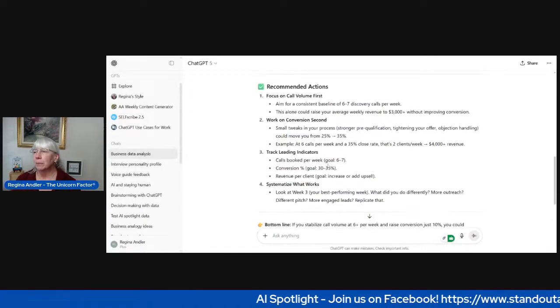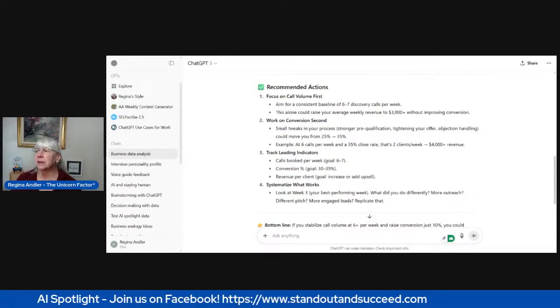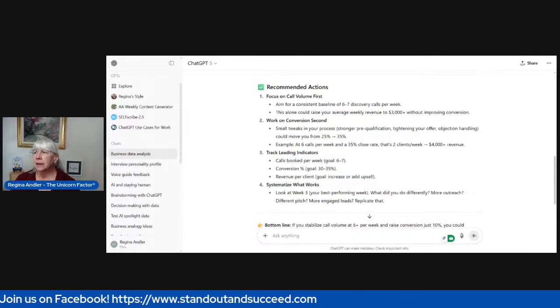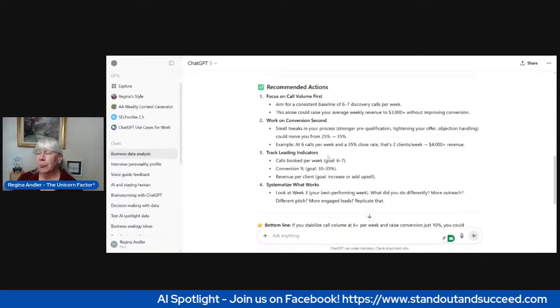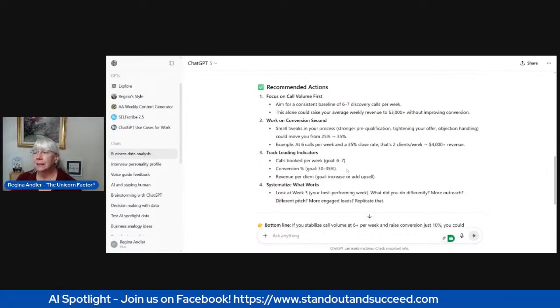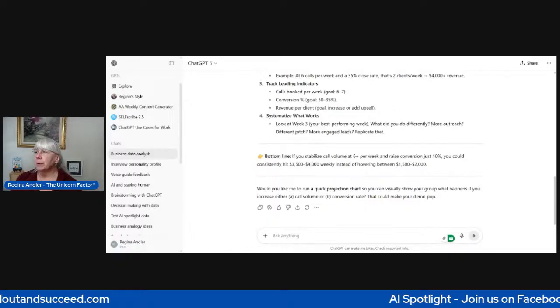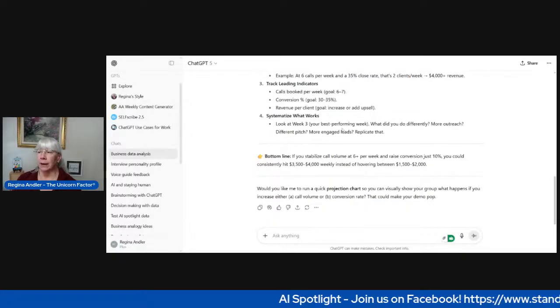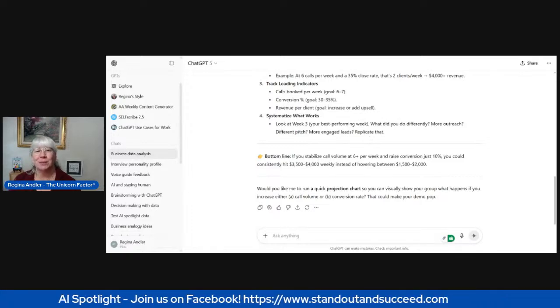So here are some recommended actions from ChatGPT. Aim for a consistent baseline of 6 to 7 calls per week. And then work on conversion. Small tweaks in your process, maybe stronger pre-qualification, tightening your offer, objection handling can move you up. So it gives you an example. Tracking lead indicators: calls booked, conversion, and revenue. And then look at week 3, your best performing week. What did you do differently? More outreach, different pitch, more engaged leads. Replicate that. So ChatGPT is spotting that.